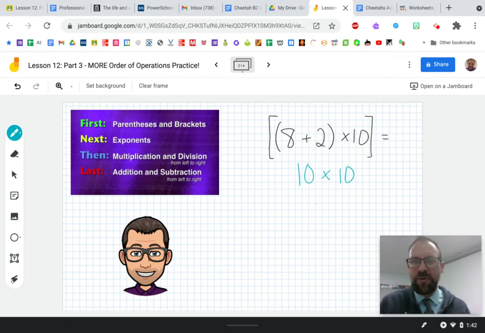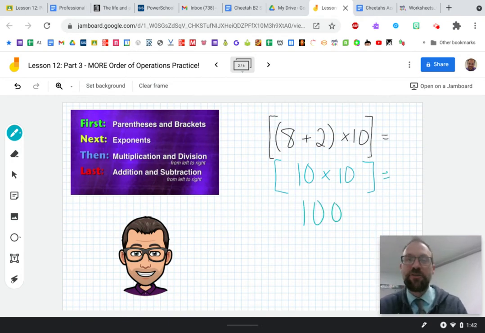I don't need to drop down the brackets since this is the last step. Although I could, if you wrote it this way with brackets, that would be correct. That's fine. And what I get is 100. 10 times 10 is 100. So 8 plus 2 times 10 is 100.